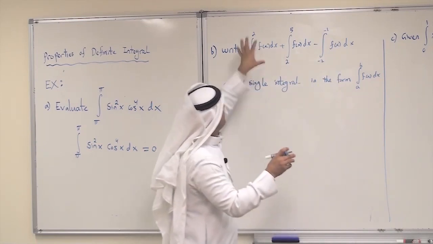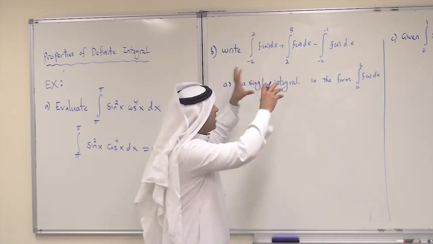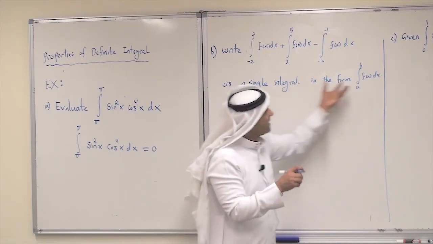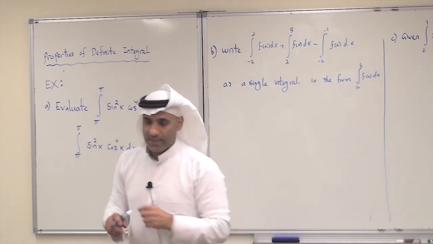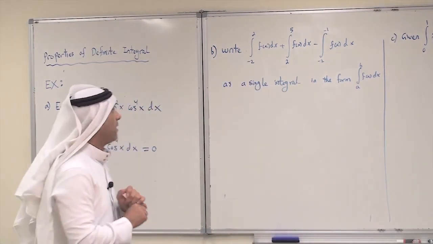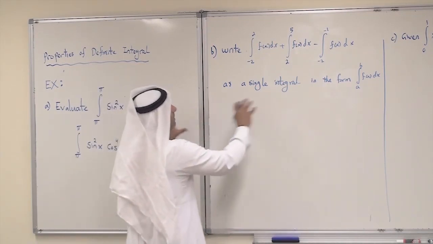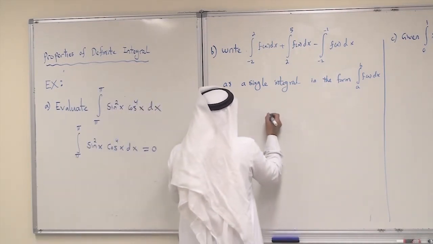We assume that this integral exists for each term here. We need to rewrite them as a single integral. Okay. How to rewrite them as a single integral? I recommend you to do the following.